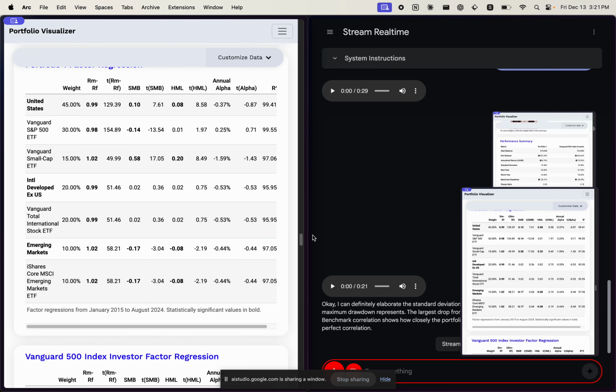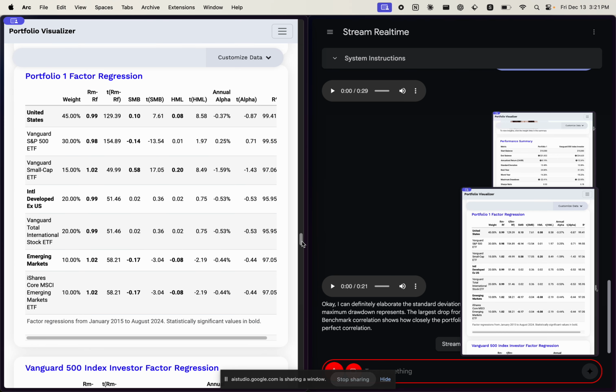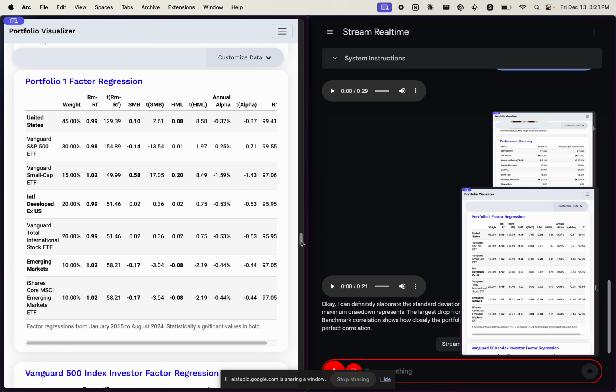No, I think the next thing I'm interested for you to take a peek at is this table. It's like a factor regression. Can you give me an overview? Like, what is this trying to tell me, and what should I take away from it?